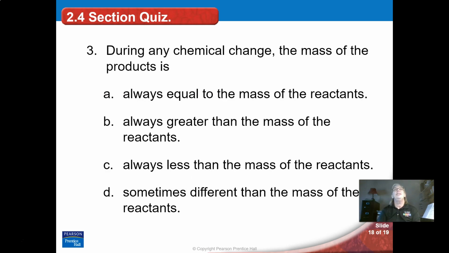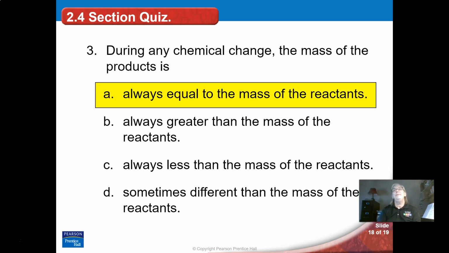Last question. During any chemical change, the mass of the products is, so products is the end, what does it have to equal? Let's see what you did. Perfect. The beginning and the end masses have to equal each other.